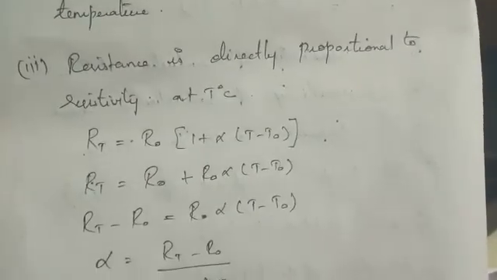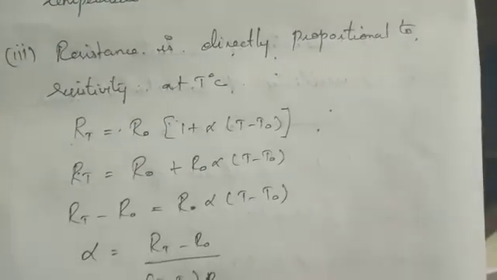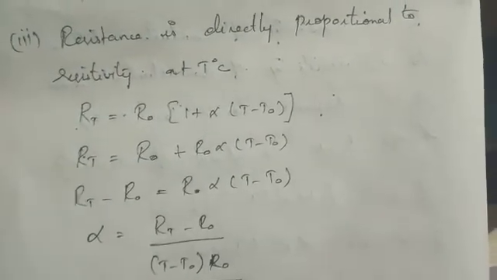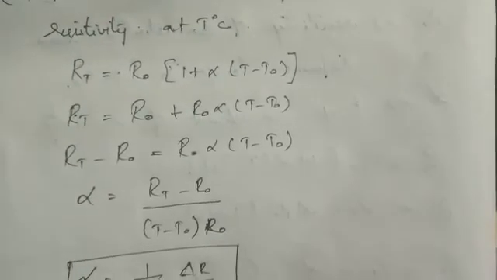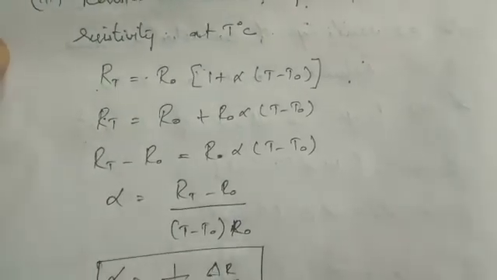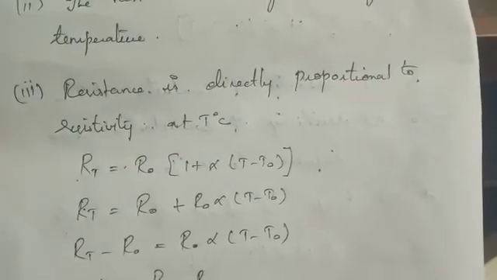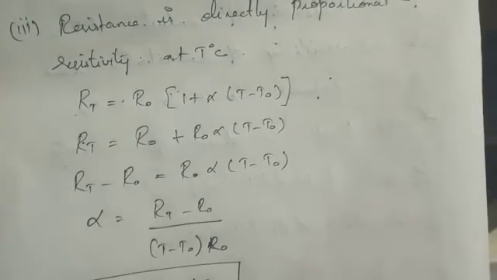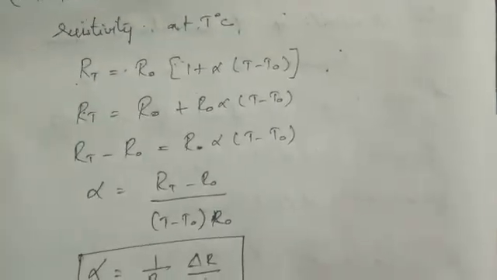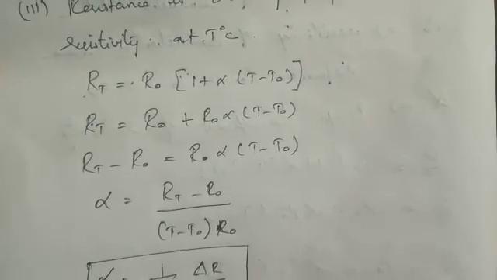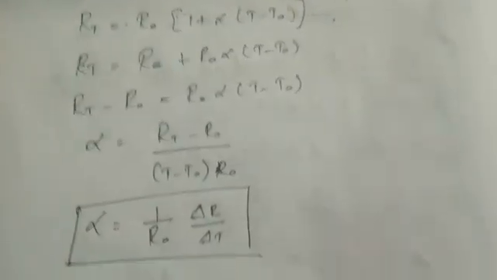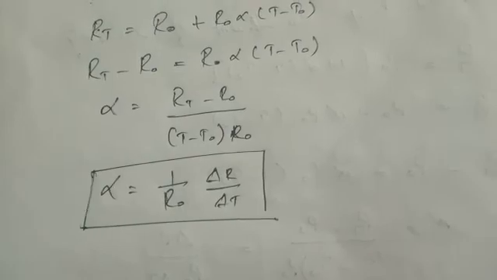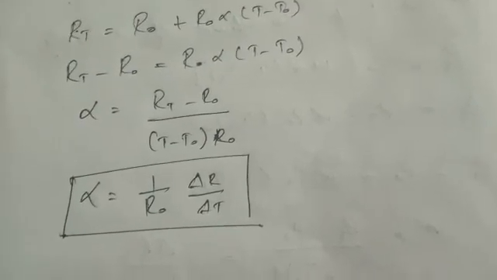Then the third point: resistance is directly proportional to the resistivity. So we have to find the resistivity in terms of the resistance value, at 0 degrees, that is T degrees Celsius. Here, instead of rho, we have to substitute the R value, since resistance is directly proportional to the resistivity. In the previous case we found the resistivity, here the resistance. So instead of rho t and rho naught, we substitute the R t and R naught values, and finally we find the alpha value also. Alpha is equal to 1 by R naught times delta R by delta T.